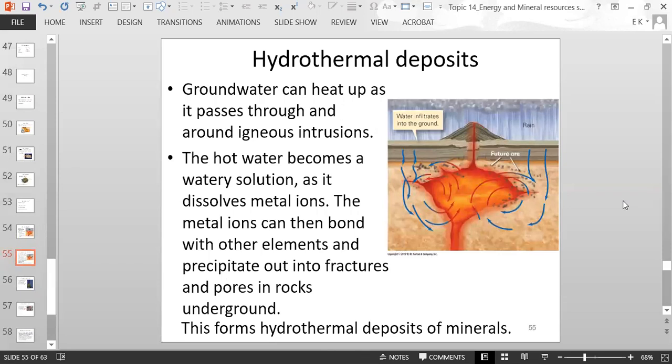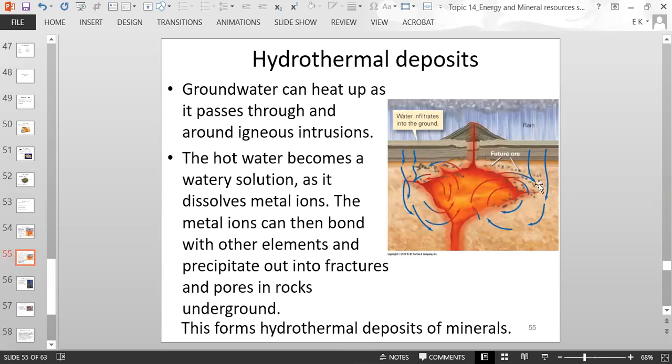Hydrothermal deposits are where groundwater can heat up as it passes through and around igneous intrusions. The hot water becomes a watery solution as it dissolves metal ions. And then the metal ions can bond with other elements and precipitate out into fractures and pores in the rocks that are underground. And this forms hydrothermal deposits of minerals.